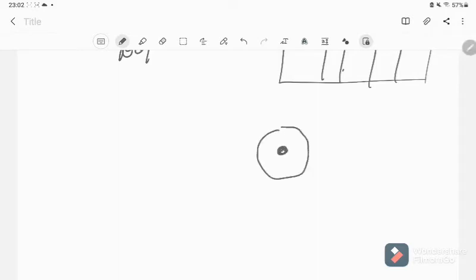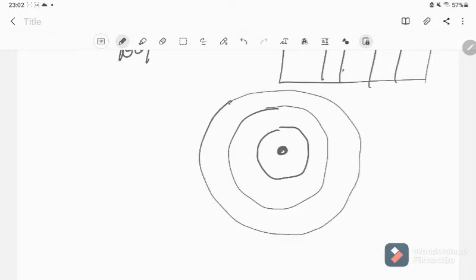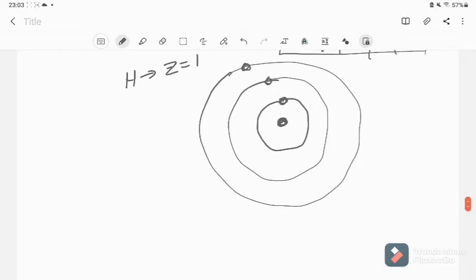This is the nucleus. These electrons revolve in fixed energy levels, according to Bohr, so they have some fixed energy. Let's say in the case of the hydrogen atom, Z is 1. We have derived the energy formula.